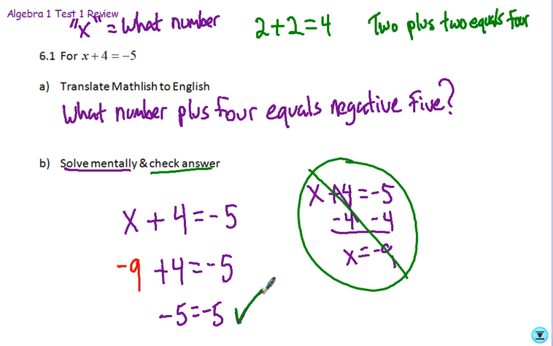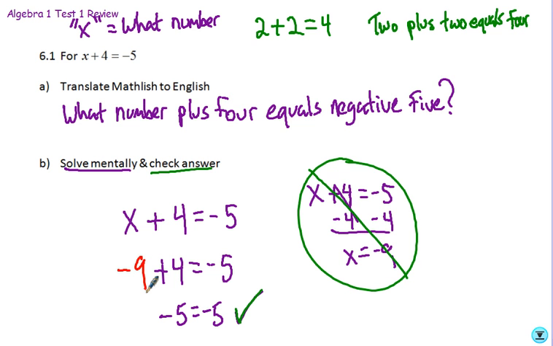Again, this isn't to make you do more work. It's to help you catch yourself from making mistakes. We're all human. We make mistakes, positives, negatives, you multiply wrong, whatever. So by plugging it back in, you're able to catch yourself from making a mistake. Because, let's say I thought the answer was 10. Well, 10 plus 4 is 14, not negative 5, right? So that would be a way that I could catch myself from making a mistake.